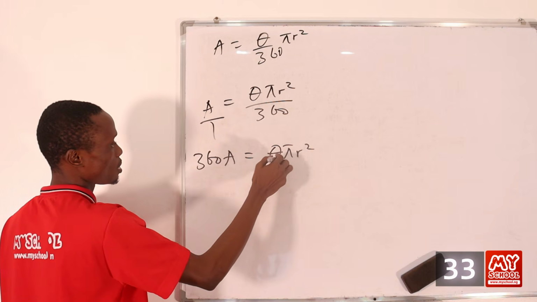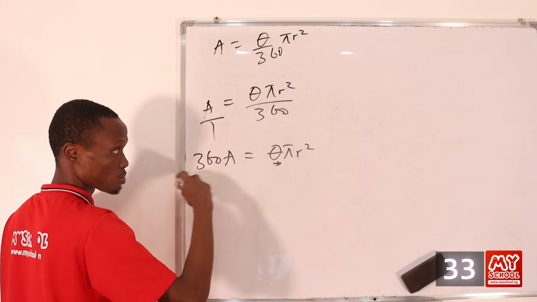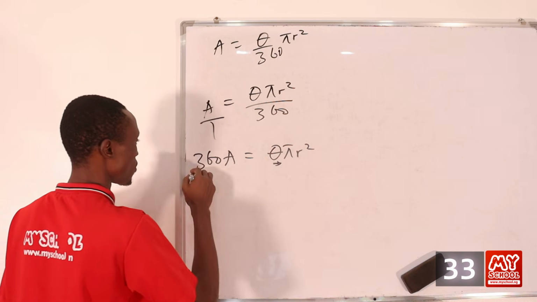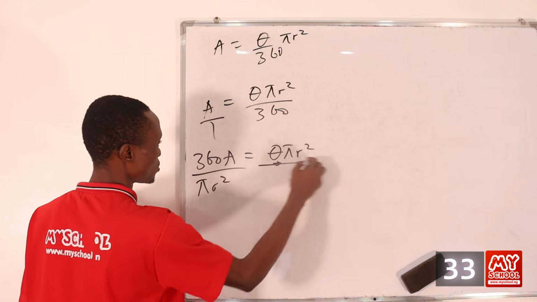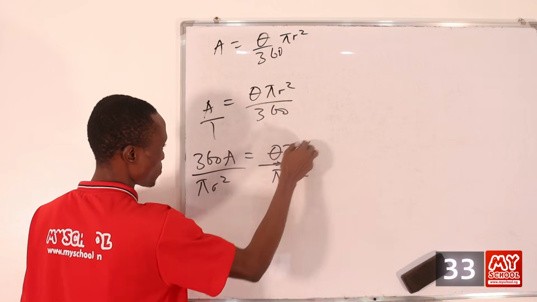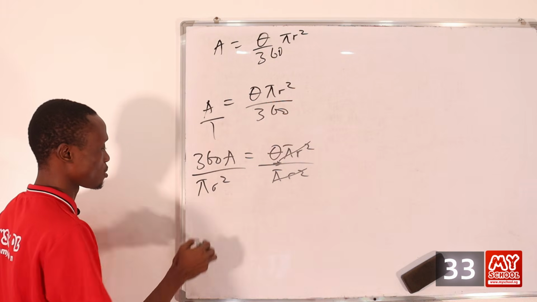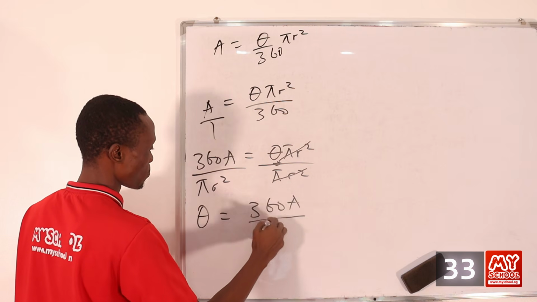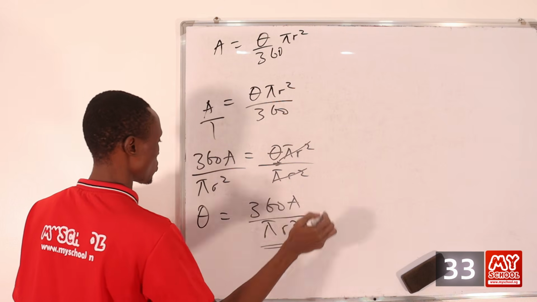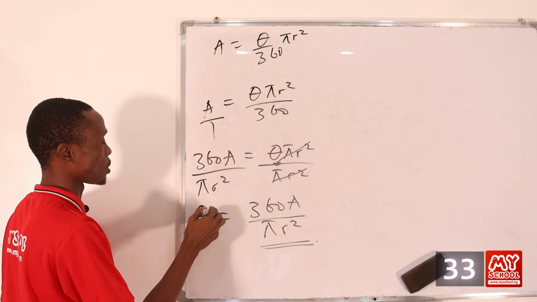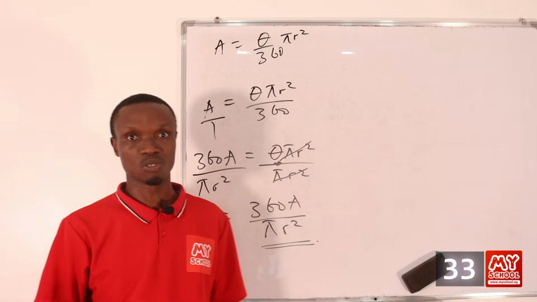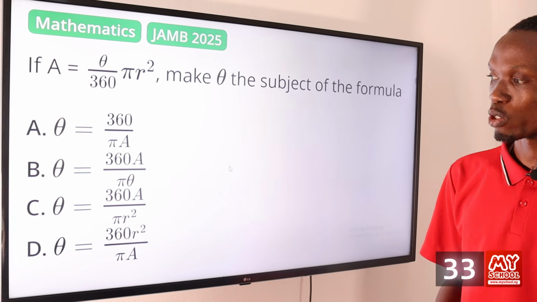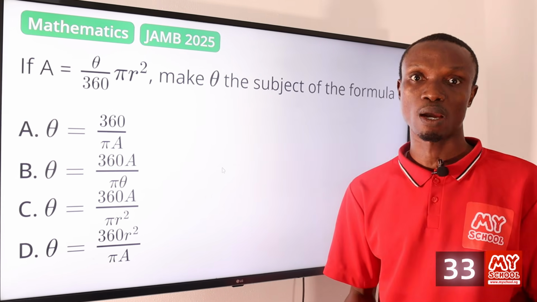Now since we are looking to make theta the subject of the formula, we simply divide both sides by the coefficient of theta, and that is pi r squared. So I'll divide here by pi r squared and also divide here by pi r squared. Pi r squared will cancel out pi r squared, so that at the end of the day theta is now equal to 360A all over pi r squared. Okay, so we are done making theta the subject of the formula. So let's return back to the screen to pick the correct answer, and that is option C. Theta is equal to 360A all over pi r squared.